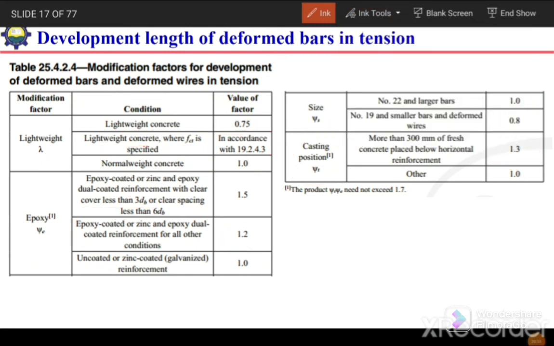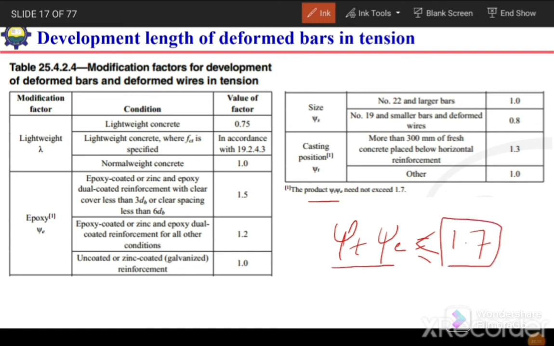And here is one more limitation: the product of psi t and psi e should not be more than 1.7. It should be less than or equal to 1.7. So we need to select these two parameters, then multiply and check against this limitation. If it is more than 1.7, then consider it 1.7.